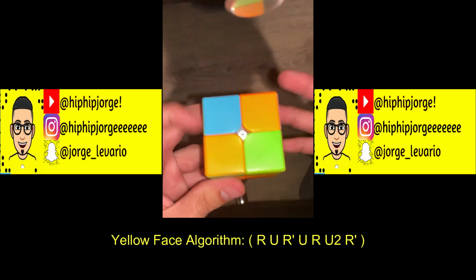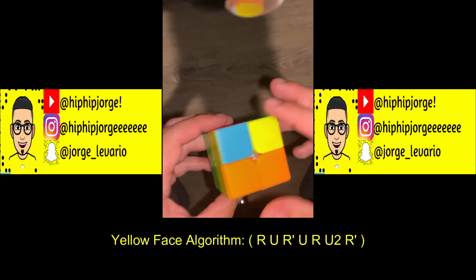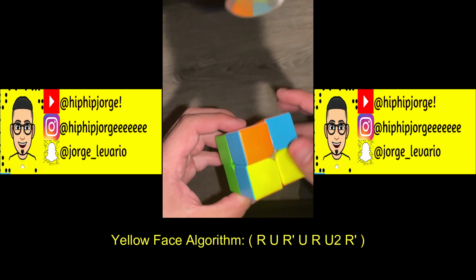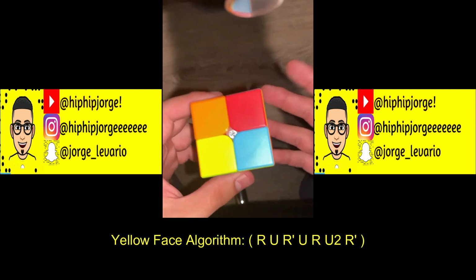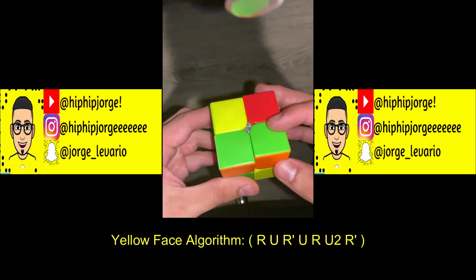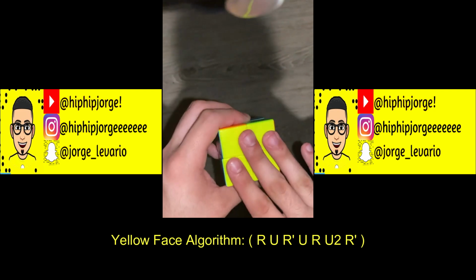In the case where you have it on the side, the case where you have a bar, you put it on your left hand side: R, U, R prime, U, R, U2, R prime. So now you have a bottom left piece. Same thing: R, U, R prime, U, R, U2, R prime. So now you have it solved.